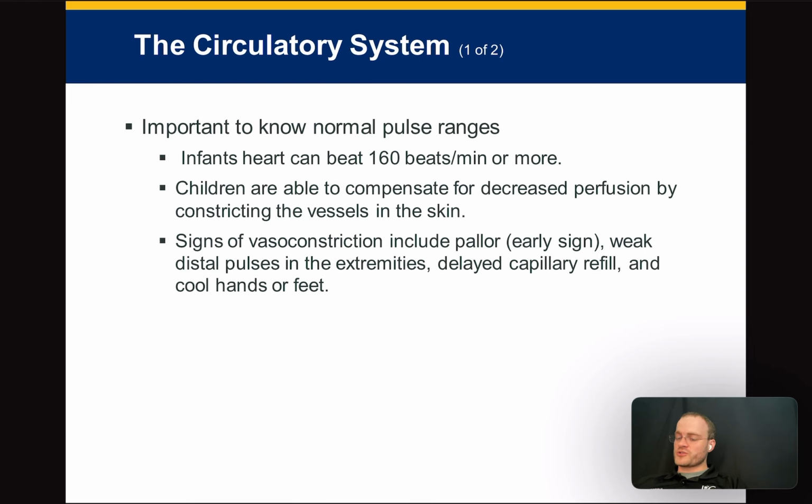Weak distal pulses in the extremity. Delayed capillary refill. Remember, capillary refill is the greatest indicator of perfusion that we have, especially in children. So we should always be checking peripheral capillary refill in the fingers and the hands, the arms, and then also check it in the core as well.